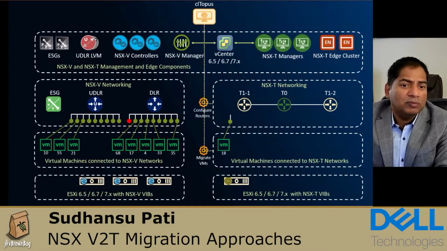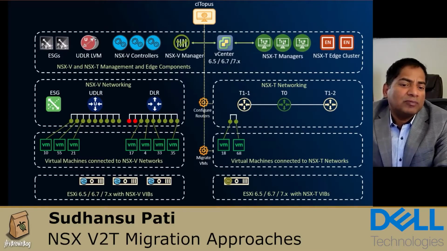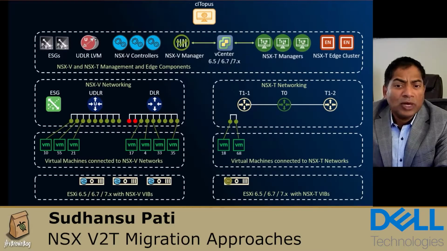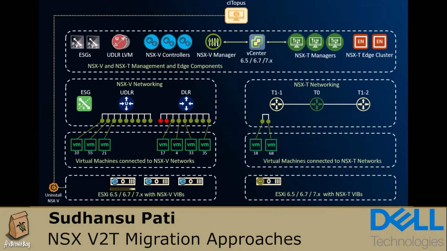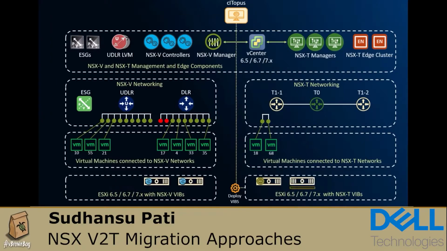If you go to YouTube and look for cITopus, I have plenty of demonstrations of the product and how it provides virtual machine migration with absolutely minimum outage as possible. So once some virtual machines are migrated, now it is what cITopus will do. It'll uninstall NSX-V from the next ESXi host because you have some excess capacity there, and then that ESXi host can be brought into the NSX-T environment, and additional VMs can be migrated.